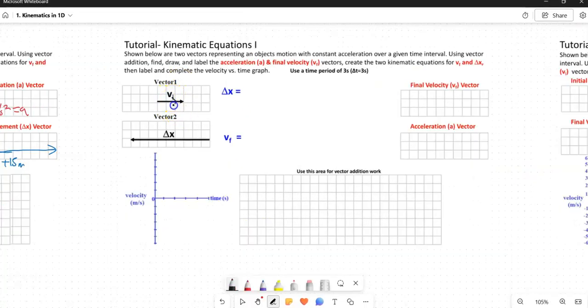And so let's make this one a little bit easier. I'm going to call this just 2 blocks to the right. So here you're given an initial velocity of positive 2 meters per second, and you're given a displacement vector which is pointed 1, 2, 3, 4, 5, 6, 7, 8, 9 blocks to the left. So that's negative 9 meters.